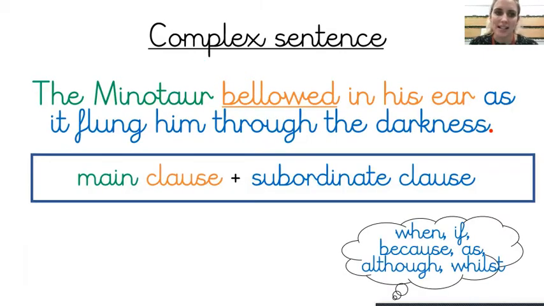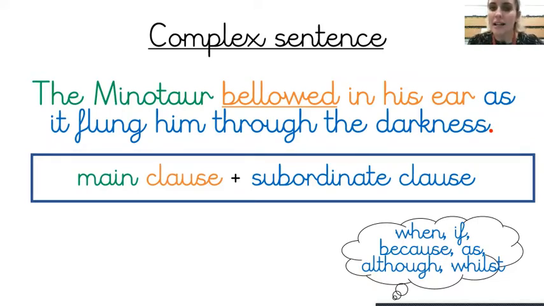Finally, a complex sentence. The Minotaur bellowed in his ear as it flung him through the darkness. Our complex sentence is made by joining a subordinate clause to a main clause. We know that a subordinate clause always includes a what type of conjunction? Super, a subordinating conjunction. And here in our thought bubble, you can see the subordinating conjunctions we know: when, if, because, as, although, and whilst. We noticed yesterday in your box set previews as well that lots of you were able to identify these subordinating conjunctions, which is great, Year 3, well done.